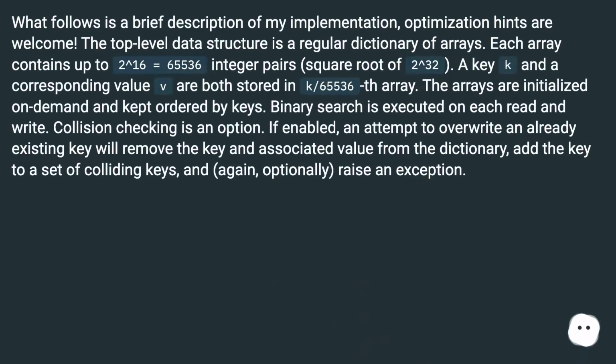Optimization hints are welcome. The top-level data structure is a regular dictionary of arrays. Each array contains up to 2 to the power of 16 equals 65,536 integer pairs, the square root of 2 to the power of 32. A key k and a corresponding value v are both stored in the k/65536th array. The arrays are initialized on demand and kept ordered by keys. Binary search is executed on each read and write. Collision checking is an option. If enabled, an attempt to overwrite an already existing key will remove the key and associated value from the dictionary, add the key to a set of colliding keys, and, again optionally, raise an exception.